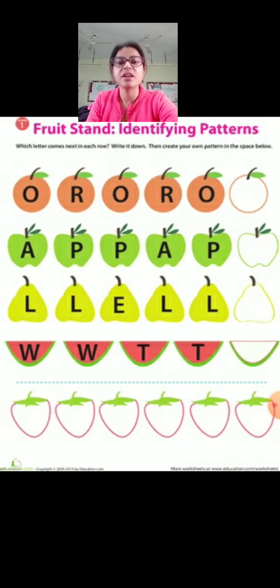Here is another example where we have written the letters in a certain order. Like O-R, O-R, O. So the next letter will be, yes, R. A-P-P, A-P-P. Similarly, you can also create your own pattern in any order as you like.